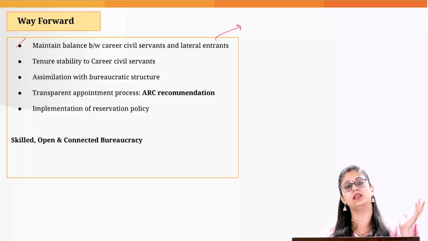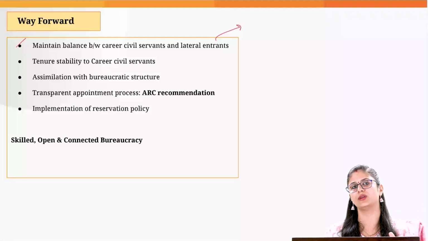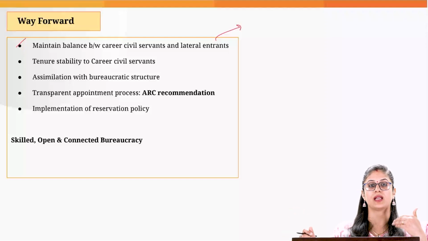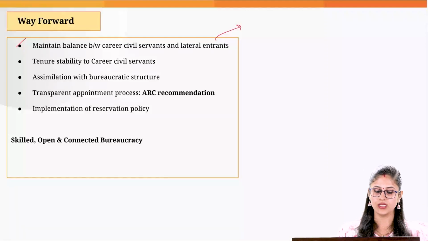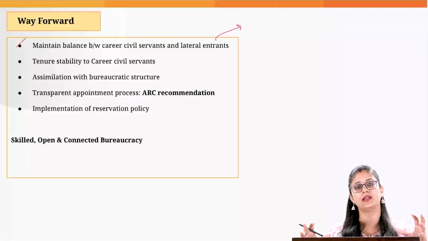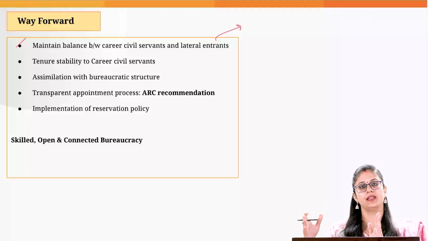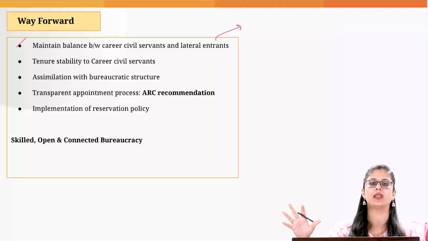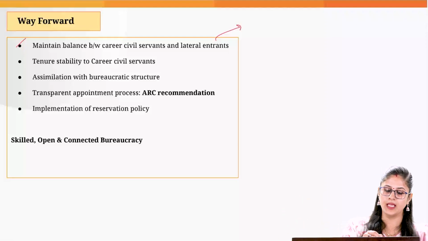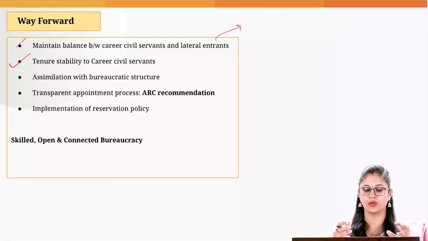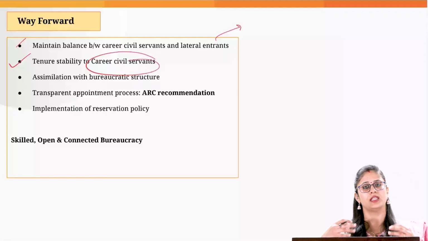And why do career civil servants have a hostile attitude towards the lateral entrant? Because they perceive them as a threat to their promotions. So we can address this outsider syndrome by maintaining a balance, by going with lateral entry in a phased manner and allowing it only in certain sectors. Then we need to increase the tenure of career civil servants. They should not be punished with frequent transfers.